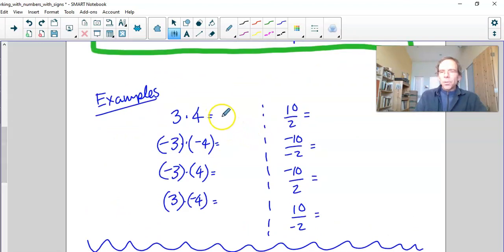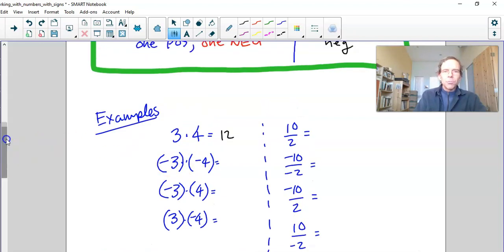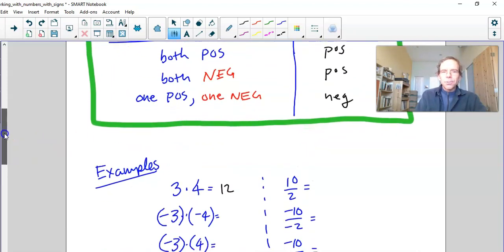Here's some examples. 3 times 4. They're both positive, so the answer is positive. We're going to get positive 12. Negative 3 times negative 4. Well, they're both negative. We should have those rules. Can you sort of see the rules right there? Yeah. If both are negative, the result is positive. So we're going to get positive 12 again.